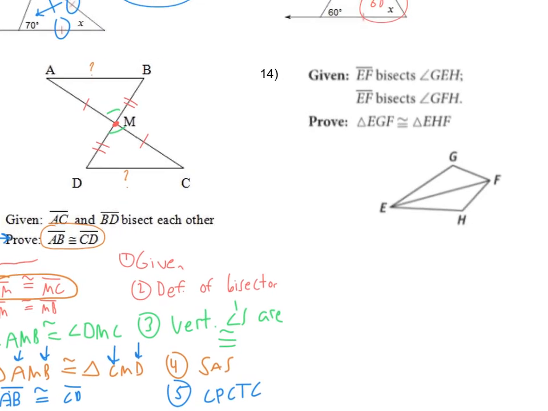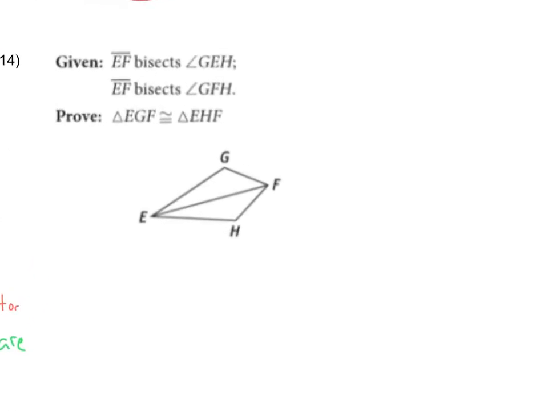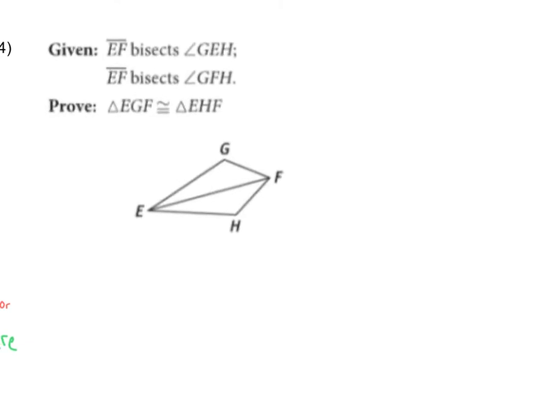Alright, and the last proof, let's see what we got here. We are given some angle bisectors, so let's think about what we got there. So if EF bisects angle GEH, so EF right here bisects angle GEH, so the left side, what that's telling me is it's creating two equal angles. Okay, and we'll get this written up in a second. And then similarly, EF also bisects GFH, so that tells me those two angles are the same as well.